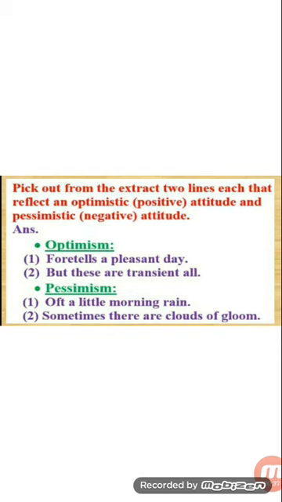See the question. Pick out from the extract 2 lines each that reflect optimism and pessimism. Optimistic means positive attitude and pessimistic means negative attitude. As we have seen throughout the poem, there are both positive and negative ideas. So now you will segregate them as optimism and pessimism. There are some positive things and some negative things which we have seen. Not each line, each stanza is having both the positive and negative sides of life. So you have to segregate them.